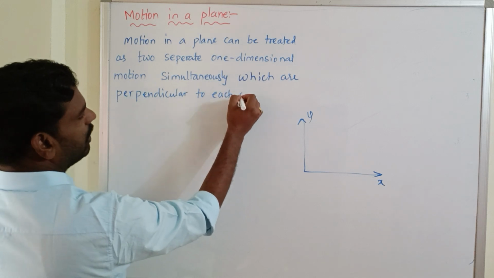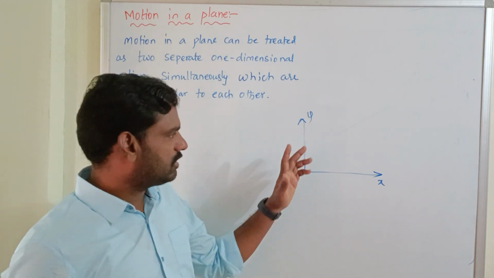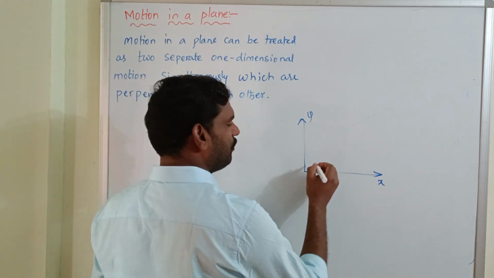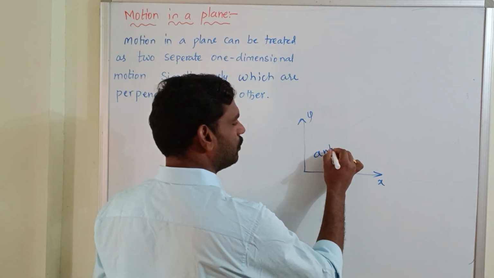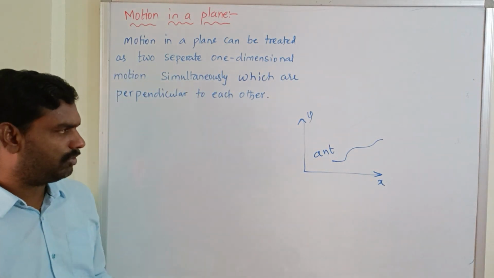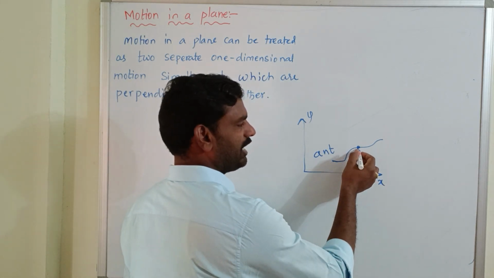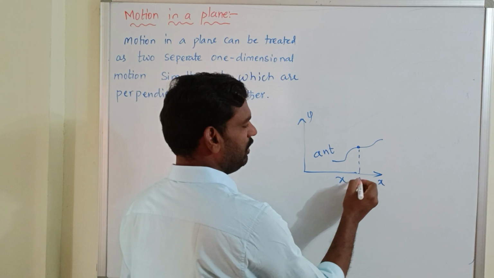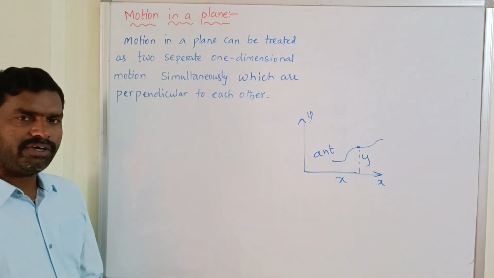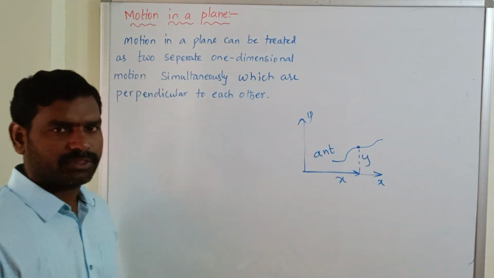How are the x and y components? They are perpendicular to each other. Motion in two dimensions can be treated as motion along the x-axis and motion along the y-axis. If an ant is moving from one place to another on the floor, we need the x component. At any point, to find the position of this ant, I need the x component and also the y component. Isn't it right? So, this is the motion of the ant on a plane.